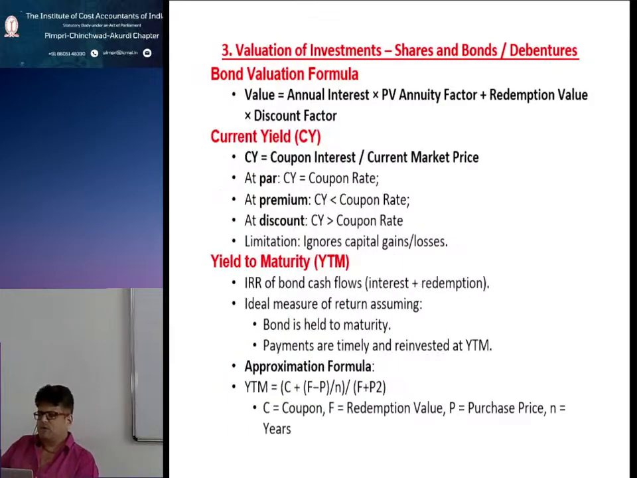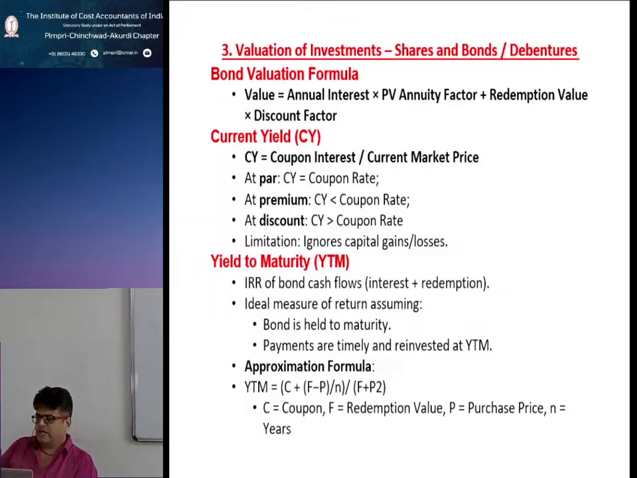Now let's understand the bond valuation formula. Value is equal to annual interest into present value annuity factor plus redemption value into discount factor. These are the parameters. Let's understand current yield, that is CY. CY is equal to coupon rate divided by current market price. If the bond is at par, current yield will be the coupon rate. At premium, current yield will be less than the coupon rate, and at discount the current yield will be more than the coupon rate. However, current yield has limitations because it ignores capital gains or losses.